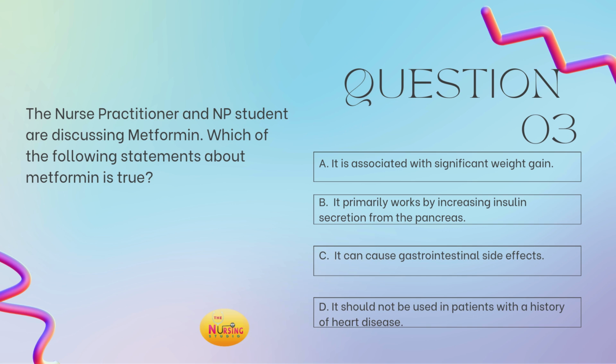And then D, it should not be used in patients with a history of heart disease. That's not true, but you can hold it if you just don't know. But one thing I'm pretty sure that you felt very confident on is that it can cause GI side effects. Think about it. What is the thing that you need to teach patients when you start them on metformin? That they may have diarrhea, right? C is your best answer.